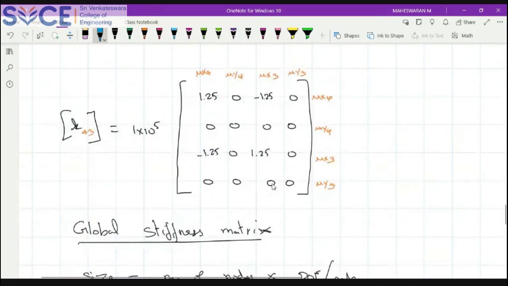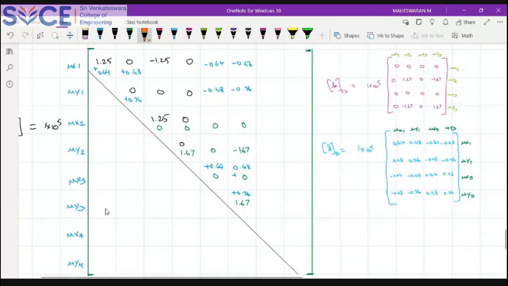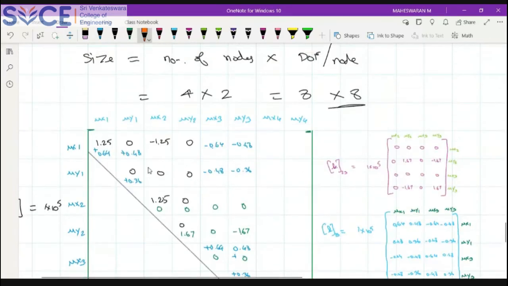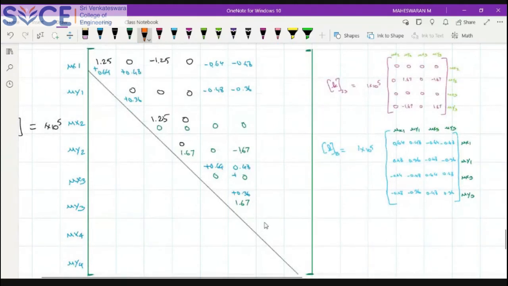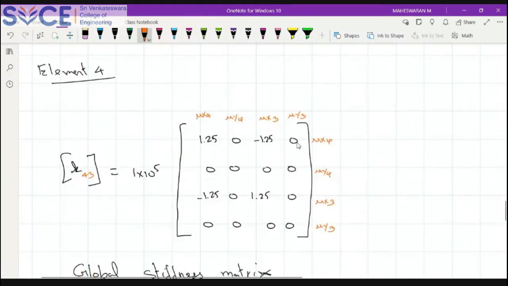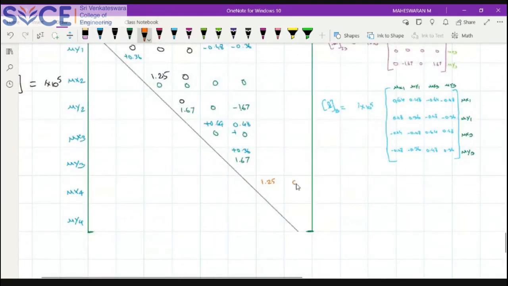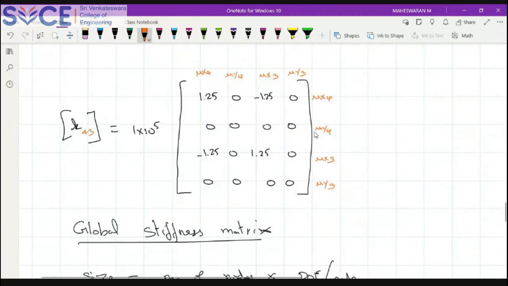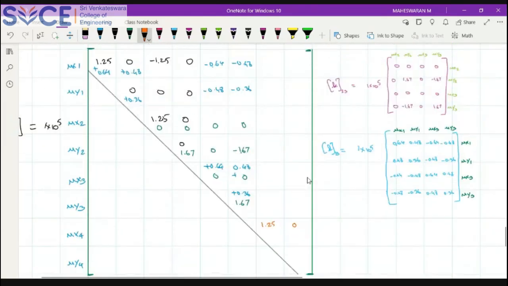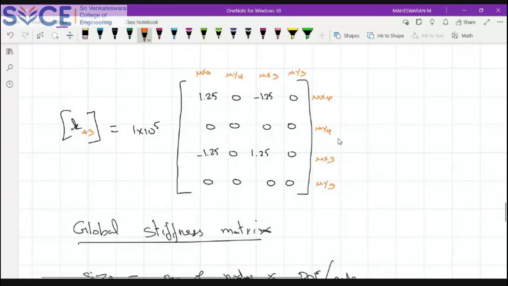Next, we'll proceed with the last element, which is connecting 4 and 3. So x4, x4, right? Where is x4, x4? So x4 is here, right? This is 1.25. So y4, x4 is 0, and y4, y4 is also 0 here. I put 0, right? So these terms are over.